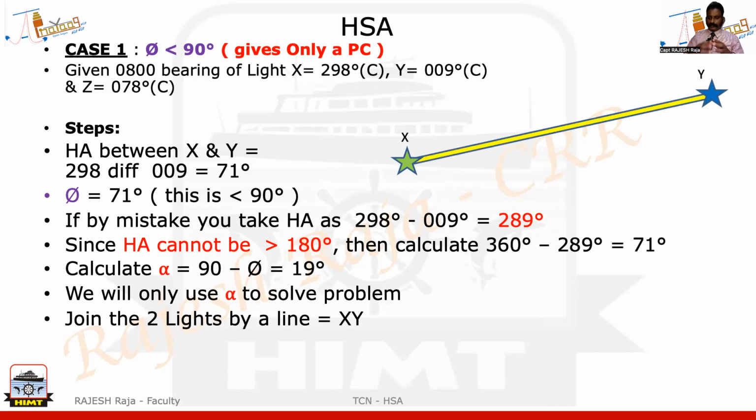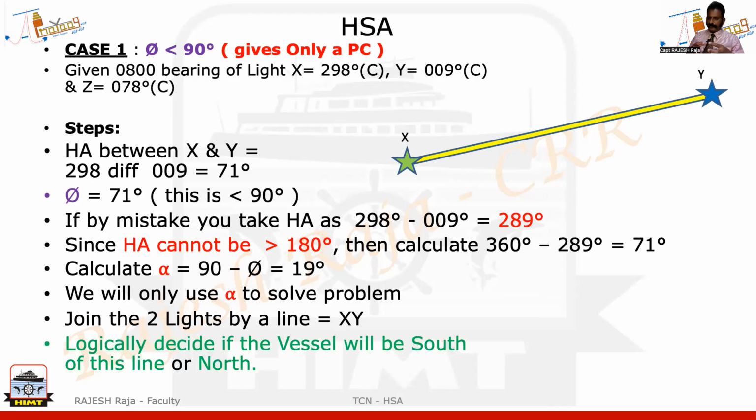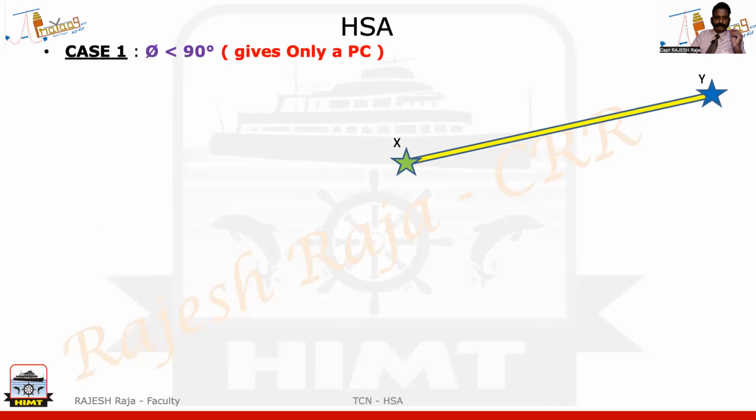Now join the two lighthouses. Doesn't matter if it is land or no land. Please join the two lighthouses. I call it X and Y. Now my job is to find logically whether I am south of this yellow color line or north of the yellow color line. And we just saw in the previous slide with your compass rose, I very well figured out that I am south of this line. So I call it towards the vessel is south of the line. Why I need it? Let us see.